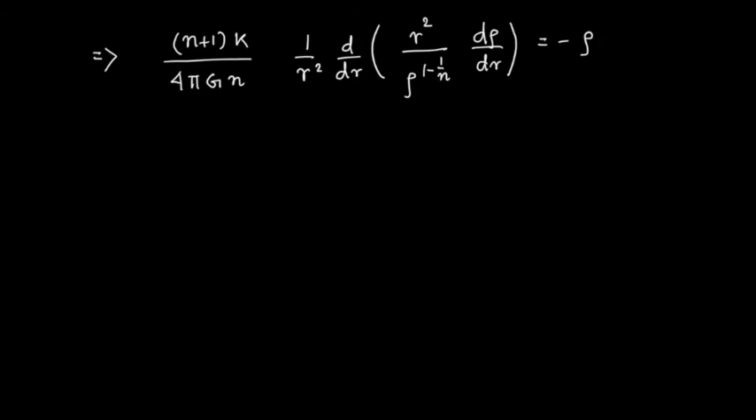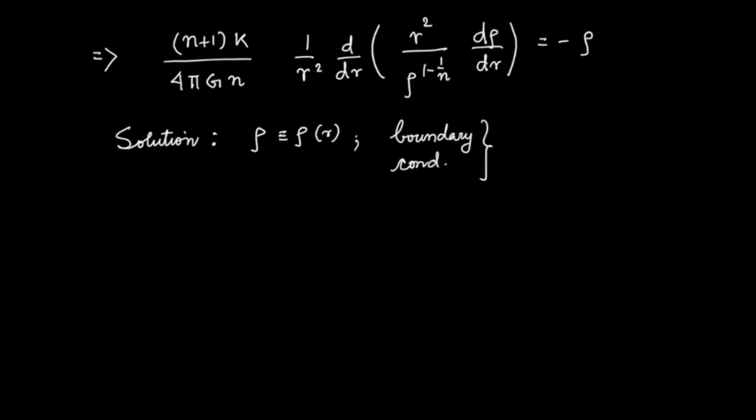So this is my equation, and it's the equation of rho, so I can just solve rho as a function of r in principle. So the solution will be rho as a function of r. For that I will need the boundary conditions. So what are the boundary conditions? Set r equals to 0.